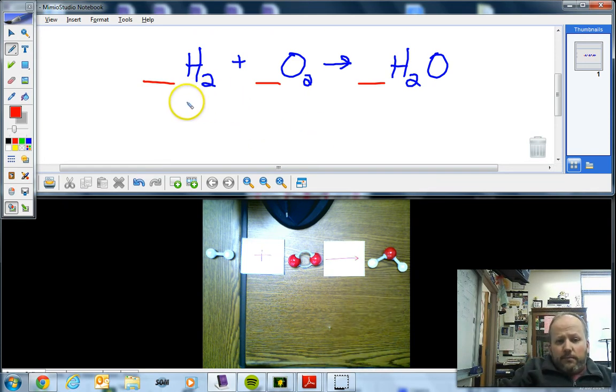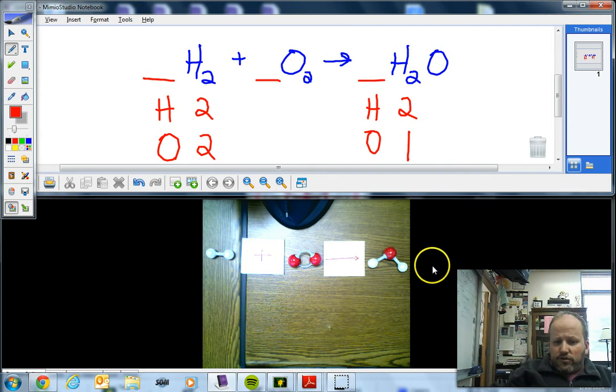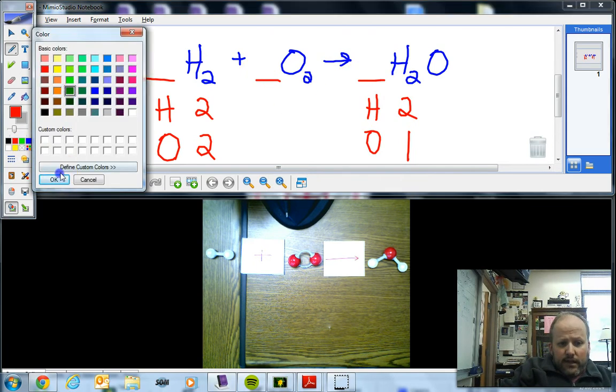So to do it on paper, make a list of what you have. We have hydrogens, we have oxygens on that side. You will always have the same list on the product side. So now on paper, let's count what we have. 1 times 2 for hydrogen, 2. 1 times 2 for oxygen, 2. On this side, 1 times 2 for hydrogen, 2. 1 times 1 for oxygen, 1. And that's what our picture shows. Well, now, by putting coefficients out in front, we are going to balance this thing.